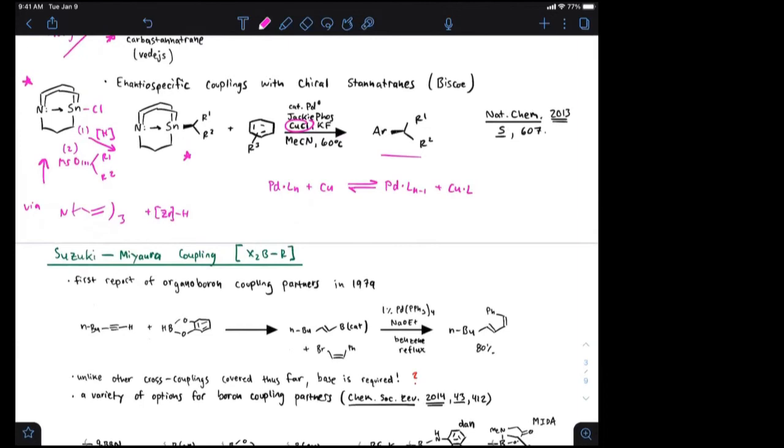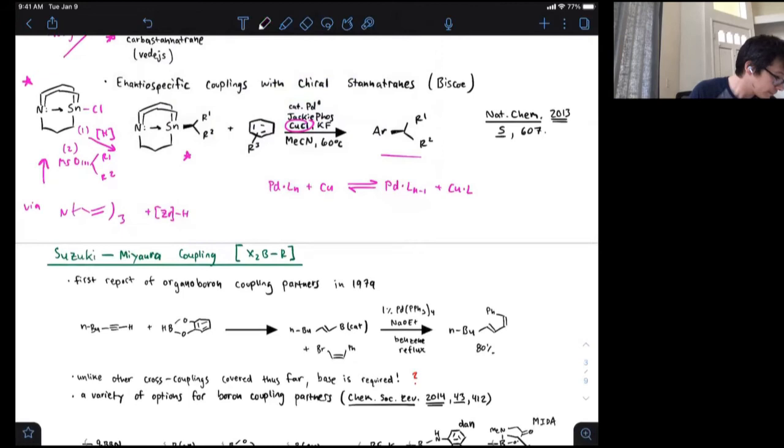Does the aryl coupling partner have the halogen, or is this the activation chemistry? Oh, thank you, Wynn. Thanks for catching my typo. Yep.